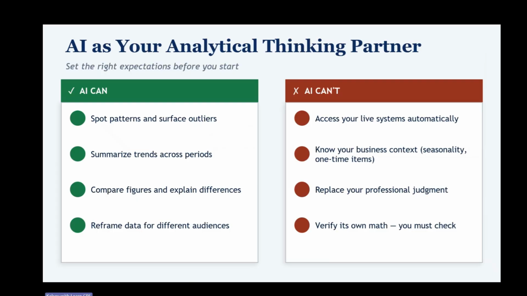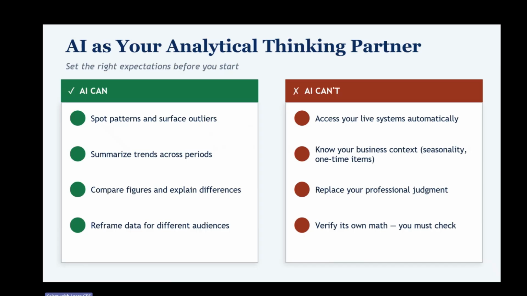Before we dive in, I always want to make sure that we set the right expectations. AI is an exceptionally good thinking partner for analytical work, but it works best when you understand what it's good at and where it needs guardrails. AI excels at pattern recognition, narrative generation, and reframing complex data for different audiences. What it can't do is pull your live data automatically or replace your professional interpretation. You still bring the judgment. AI helps you communicate that judgment faster and more clearly.